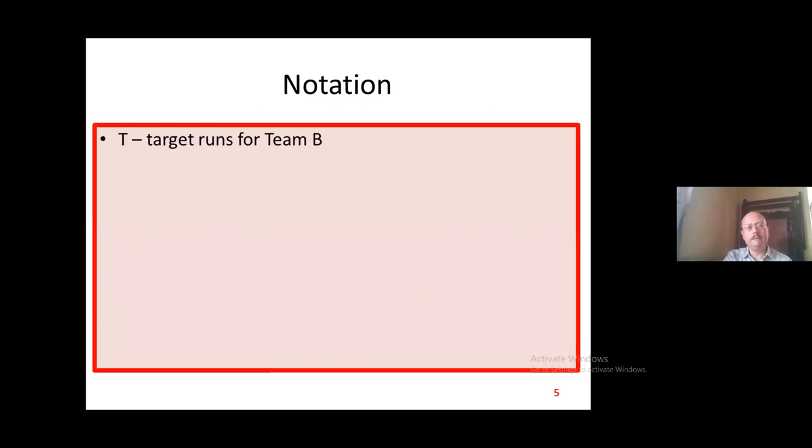A little bit of notation to be used throughout. T is the target for the second team.